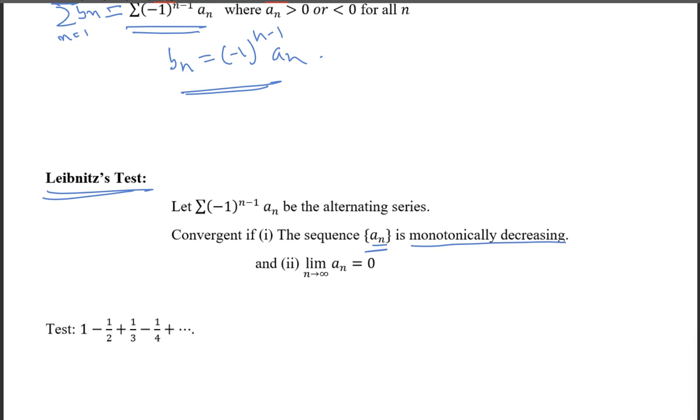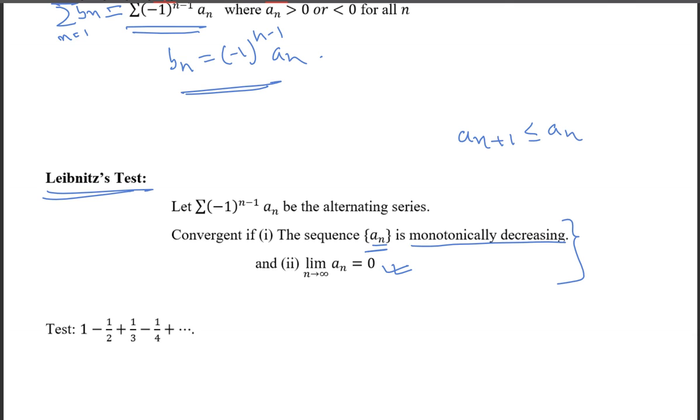And second, the limit as n tends to infinity, the necessary condition of series convergence, limit n tends to infinity of an is equal to 0. If these two conditions are satisfied, you can immediately say it is convergent, otherwise divergent. Now how to check whether the sequence is monotonically increasing or decreasing? When I say monotonically decreasing, a(n plus 1) is less than or equal to an, yes or no?